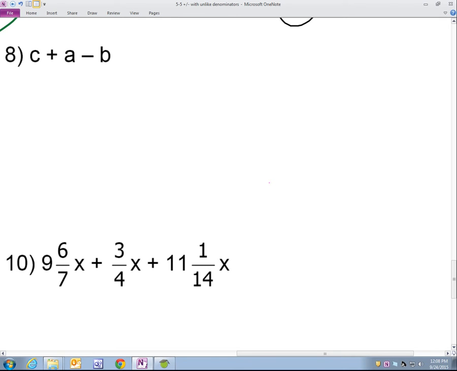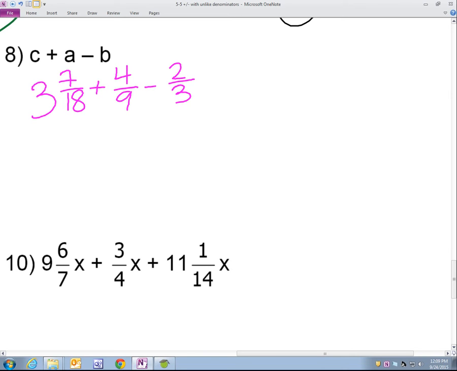We have C plus A minus B. I'm going to rewrite it first so I don't make any silly mistakes. I have 3 7/18 plus A, which is 4 9ths, minus B, which is 2/3. Yep, number 8. We're kind of doing a different way of going through this because of the navigation with Microsoft OneNote.